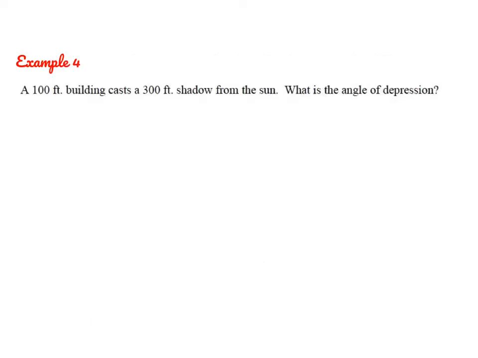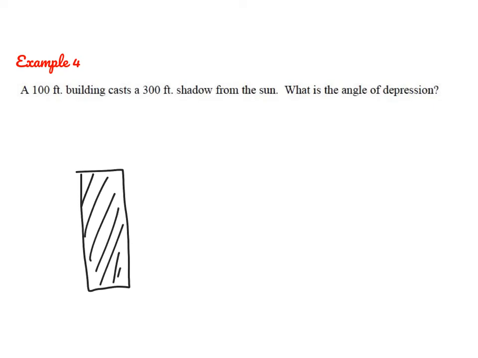All right, I'd like to do one more problem with you because this one we're actually finding the angle, so it's a little different. So this says a 100-foot building casts a 300-foot shadow from the sun. So let's start by drawing our building. And let's imagine, so we'll call it 100 feet. And let's imagine that the sun is somewhere over here.